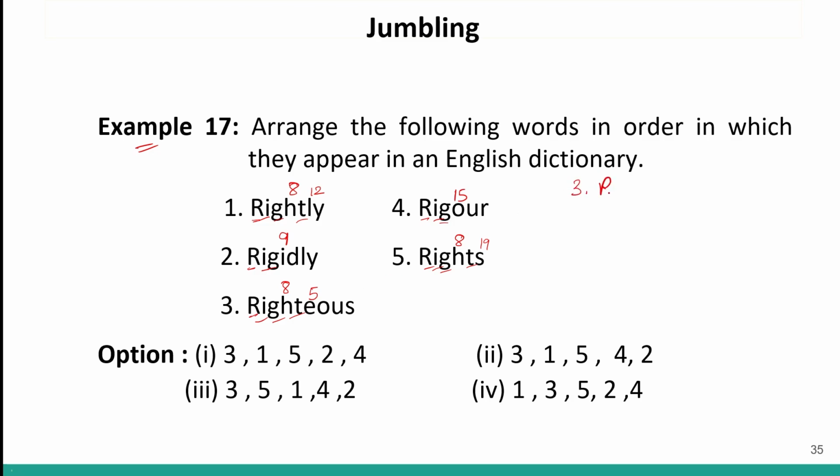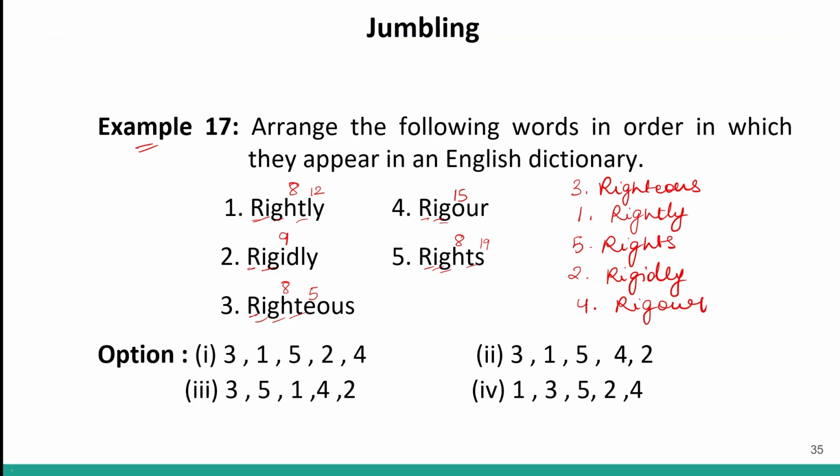So the first word will be righteous. Then the next word will be this one, rightly. Then the next word will be this one, which is rights. Then we'll move on to these ones. Over here, this will come first, that is rigidly. And this rigor will come last. So our sequence will be 3, 1, 5, 2, 4. 3, 1, 5, 2, 4 is given in option number 1. So option number 1 will be your correct answer.